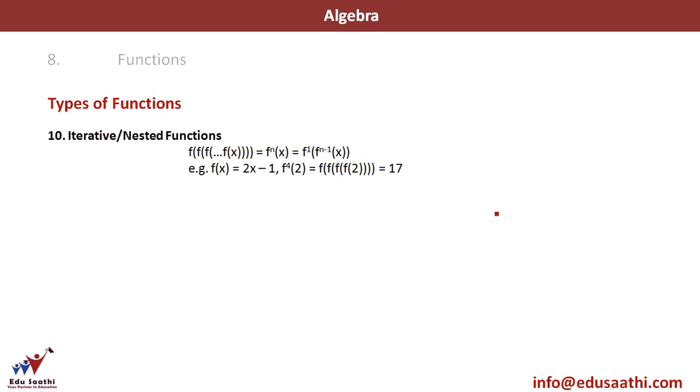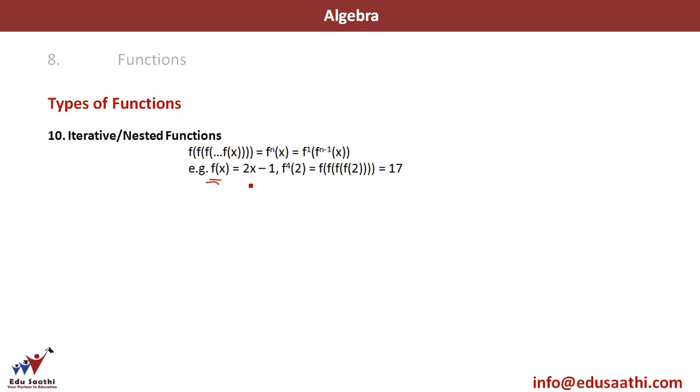Iterative or nested functions. Iterative function means you are performing the same function over and over n number of times. The output of the first becomes the input of the second, the output of the second becomes the input of the third, the output of the third becomes the input of the fourth, and so on. So what you have is the same function being performed over and over again and you get your answer. So let's take an example.